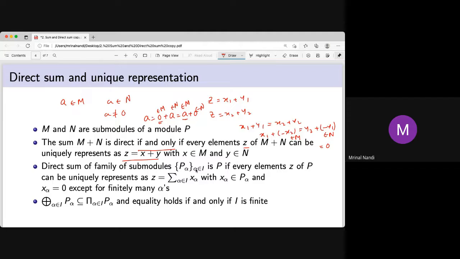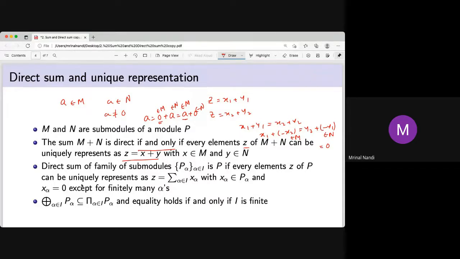We know a vector space may have infinitely many elements, but a linear combination of elements of a vector space is just a finite linear combination. Linear combination means it is finite. So this sum is always finite. Alpha can take any i in I, but x alpha is non-zero for only finitely many.